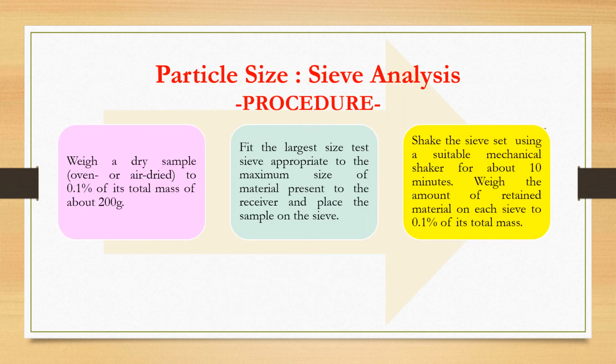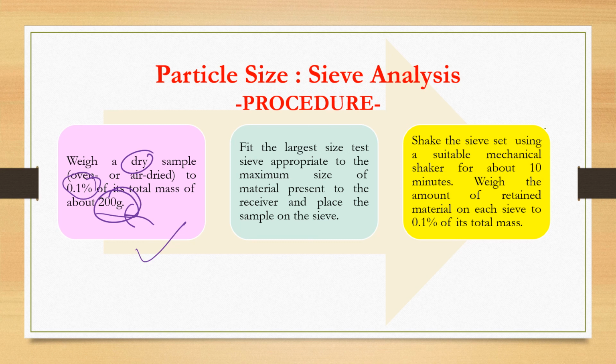Here are the procedures to carry out the sieve analysis test. This is the first step: you need to weigh a dry sample to 0.1% of its total mass, of about 200 grams. So your sample must be dry, at about 200 grams. Don't be too accurate. Then fit the largest size sieve appropriate to the maximum size of the material present to the receiver, and place the sample on the sieve.